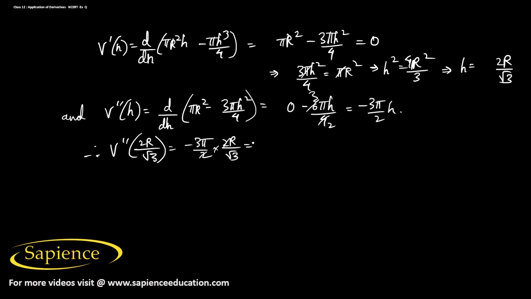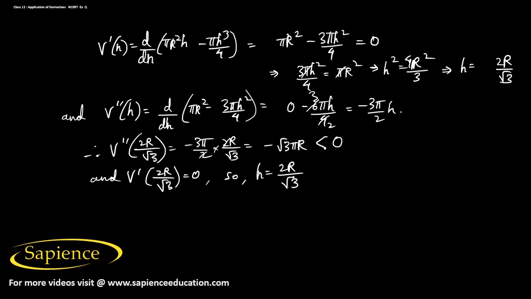So 2 is cancelling. So this is minus root 3 pi r, which is less than 0, obviously, since the radius of the sphere is always greater than 0. And V'(2r by root 3) is equal to 0. So we can say that h equal to 2r by root 3 is the point of local maxima of the function V(h).